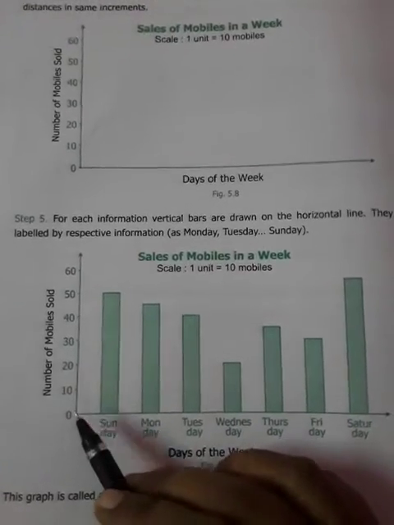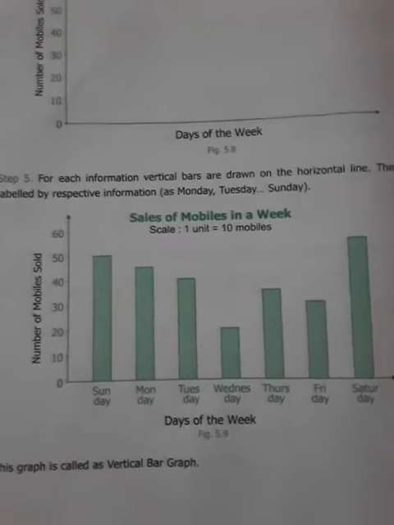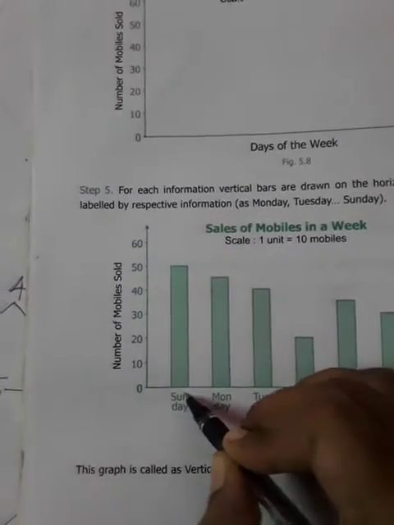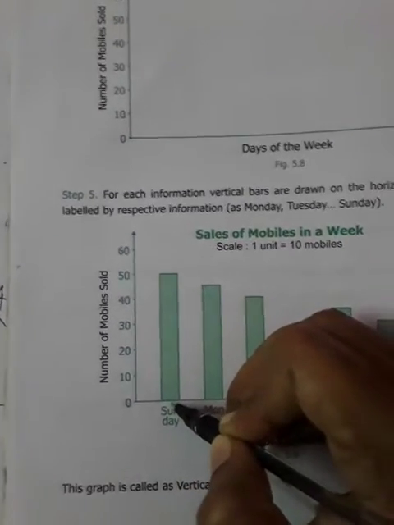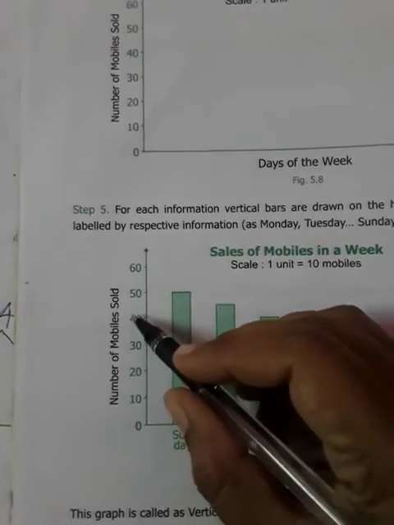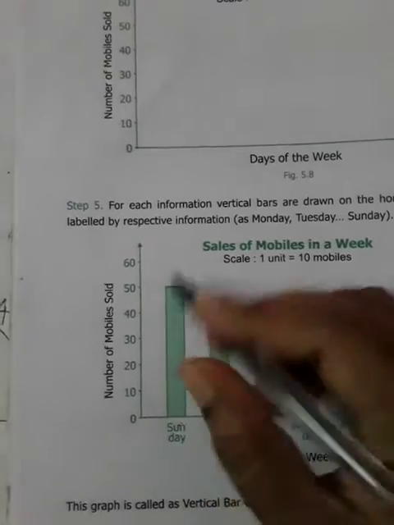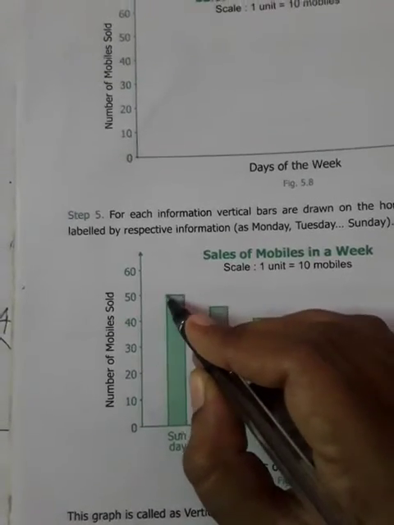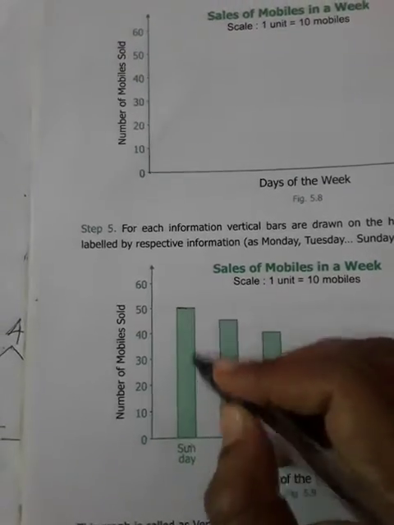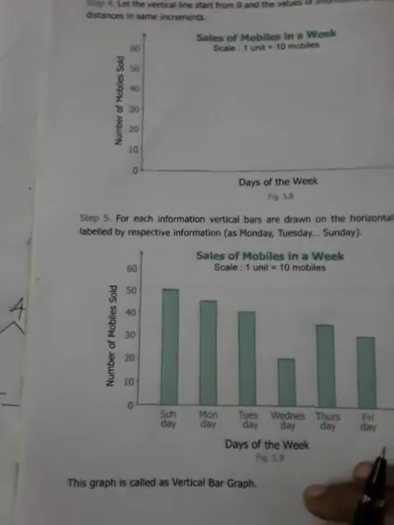You always start with 0. After that, write the days: Sunday, Monday, Tuesday, Wednesday, Thursday, Friday and Saturday. Let's see the question. In Sunday, how many mobiles were sold? 50. So where is Sunday? Here Sunday is. You just fix this as Sunday. After that, count the numbers: 10, 20, 30, 40, 50. In Sunday, 50 mobiles were sold. So you just draw a line like this, draw a line at the top. After that you just draw a bar like this. That's all, very simple.